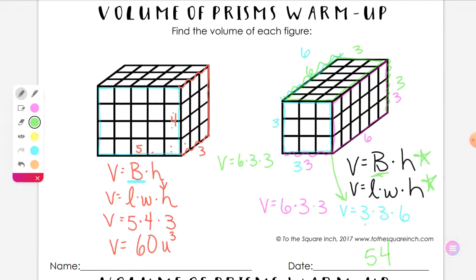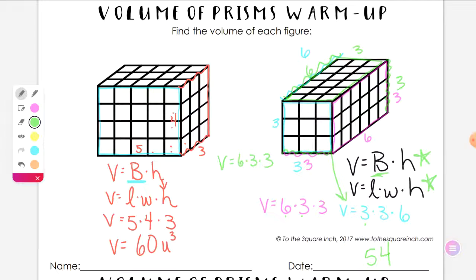54, okay? If you called the right side your base shape, the length and the width of that rectangle is 6 times 3. And then the height of the prism, or the distance between those two, the left and the right side, is 3. So you'd have 18 times 3, which is still 54. If you had the top side as one of your bases, your work would look very similar. This green over here, 6 times 3 times 3.